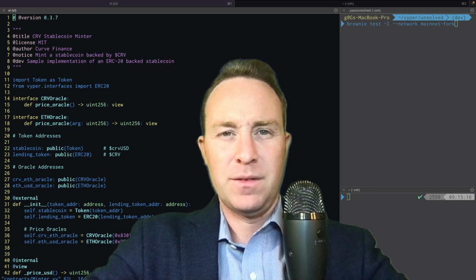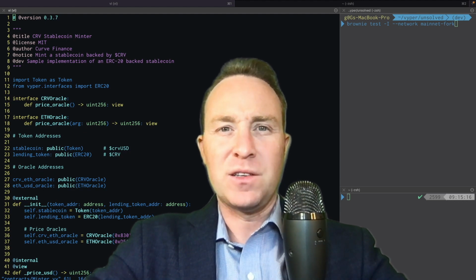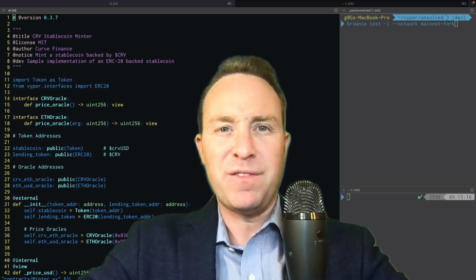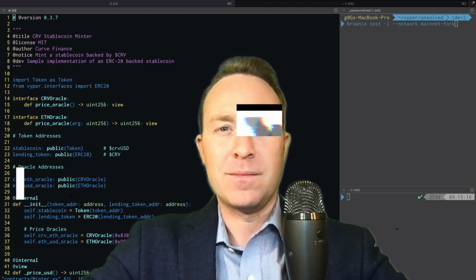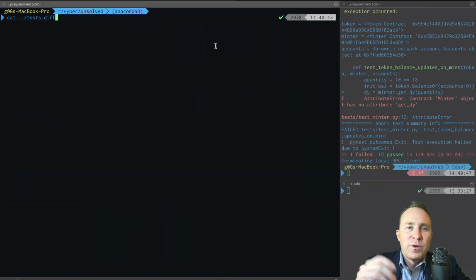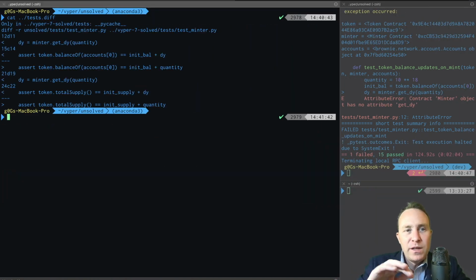Welcome back, friends. We don't feel comfortable calling this a Curve stablecoin until it utilizes some higher level math. So let's show off some of Vyper's higher level math capabilities. In order to pass the tests for this unit, we need to create a working getDy function.